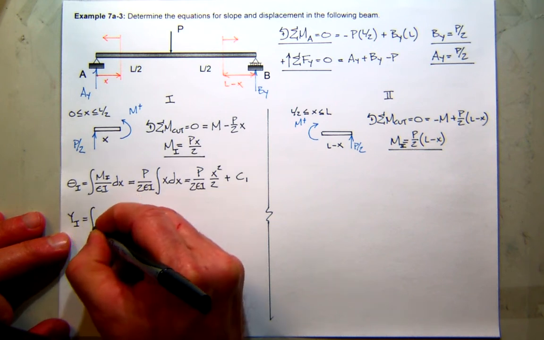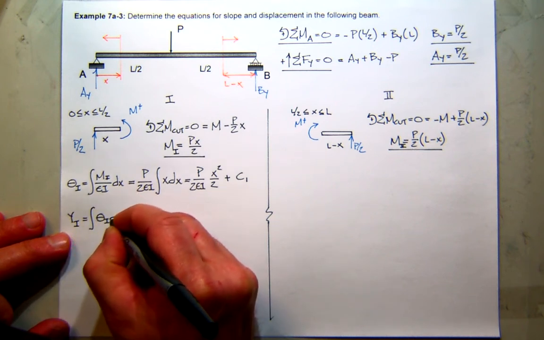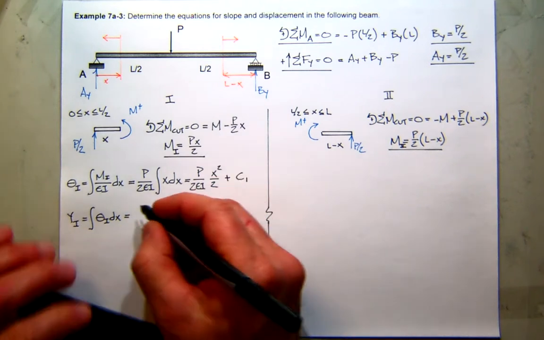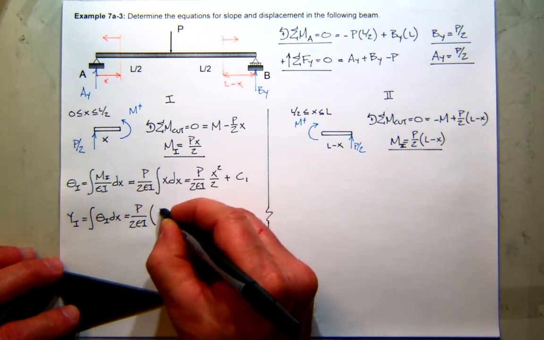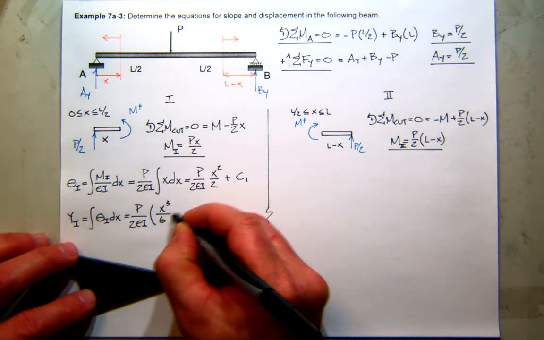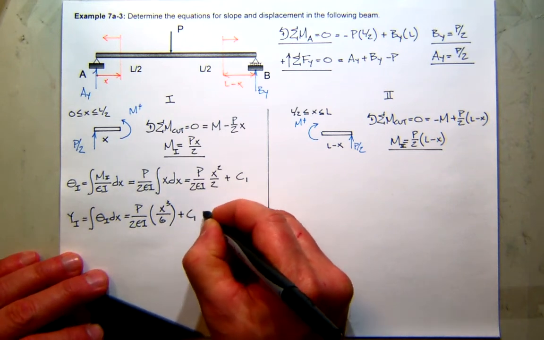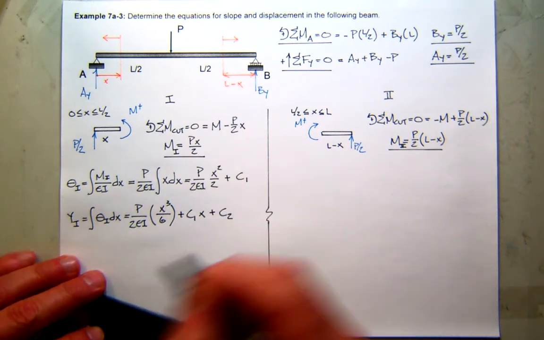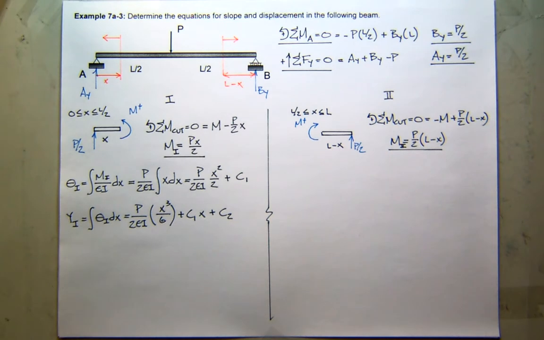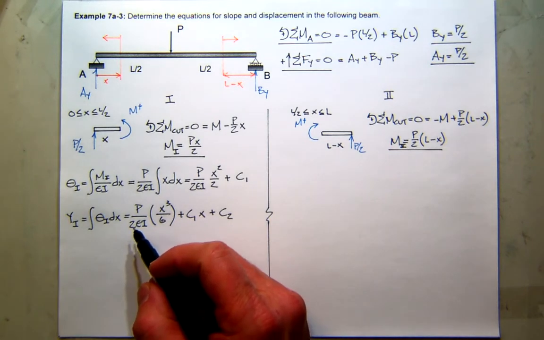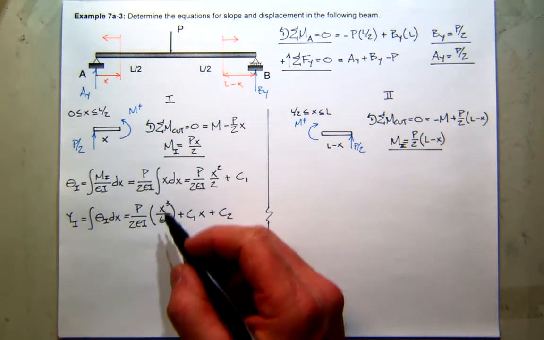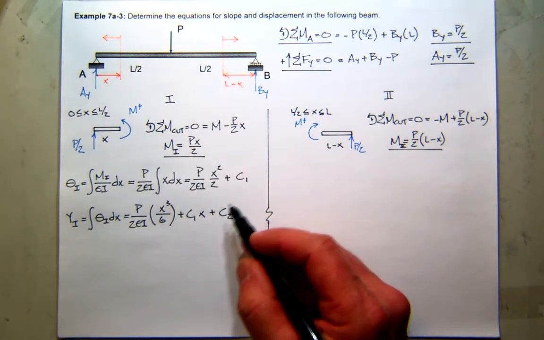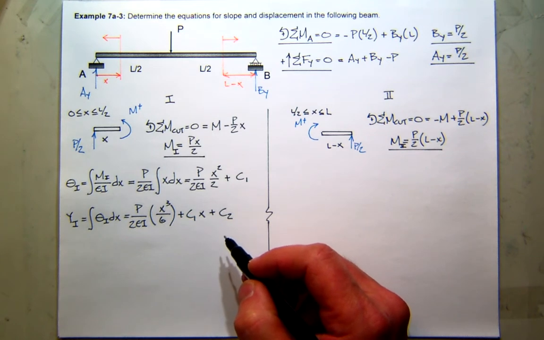So the displacement in equation 1 is going to be the integral of the slope. So I'm going to integrate that equation. So I'll get P over 2 EI times X cubed over 6 plus C1X, and now a new integration constant. We can probably solve that one for something, right? I know the displacement at X equals 0. I can put in X equals 0 here. This goes away. This goes away. It looks like I can get C2. But let's just hold on for that.